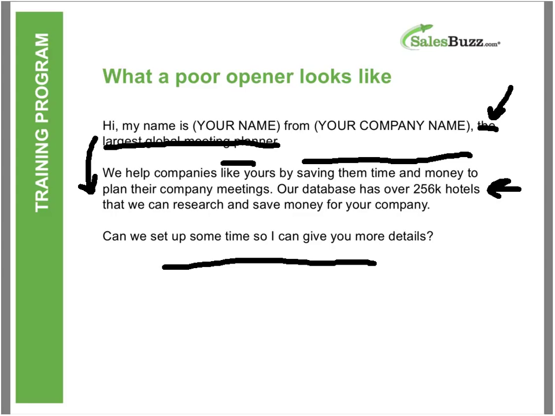Two things I really do not like about this. One, the answer is going to be no, because we didn't pique their interest up here. We didn't have a really strong what's in it for them value statement, right? The second reason why I don't like this, even if on a crazy whim they actually said yes, you just put yourself into position to have to do a presentation the next time you speak to them because you said, can we set up some time so I can give you some more details?